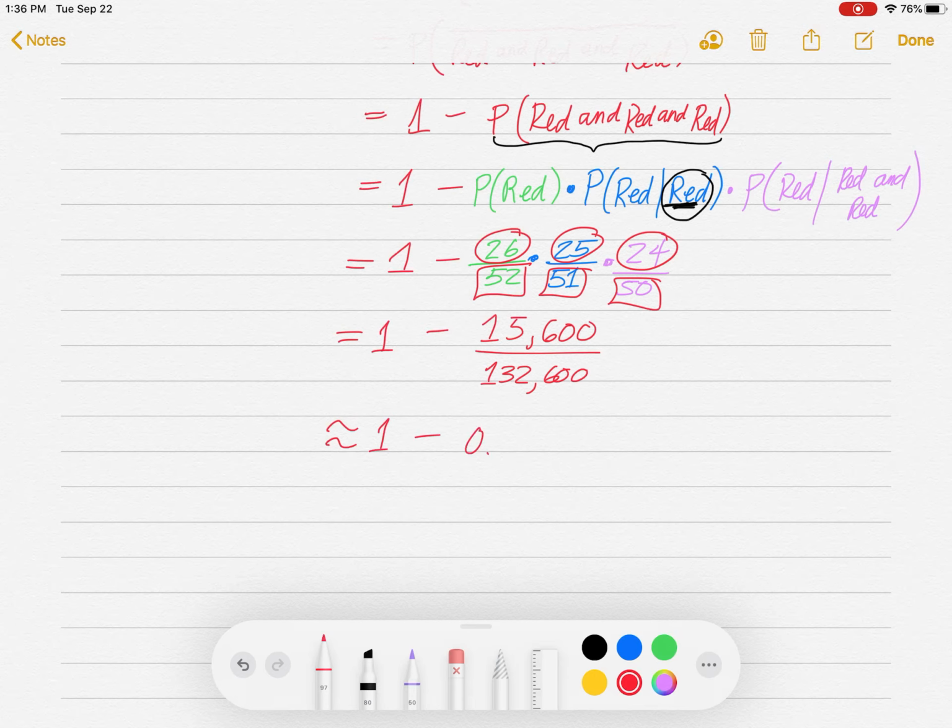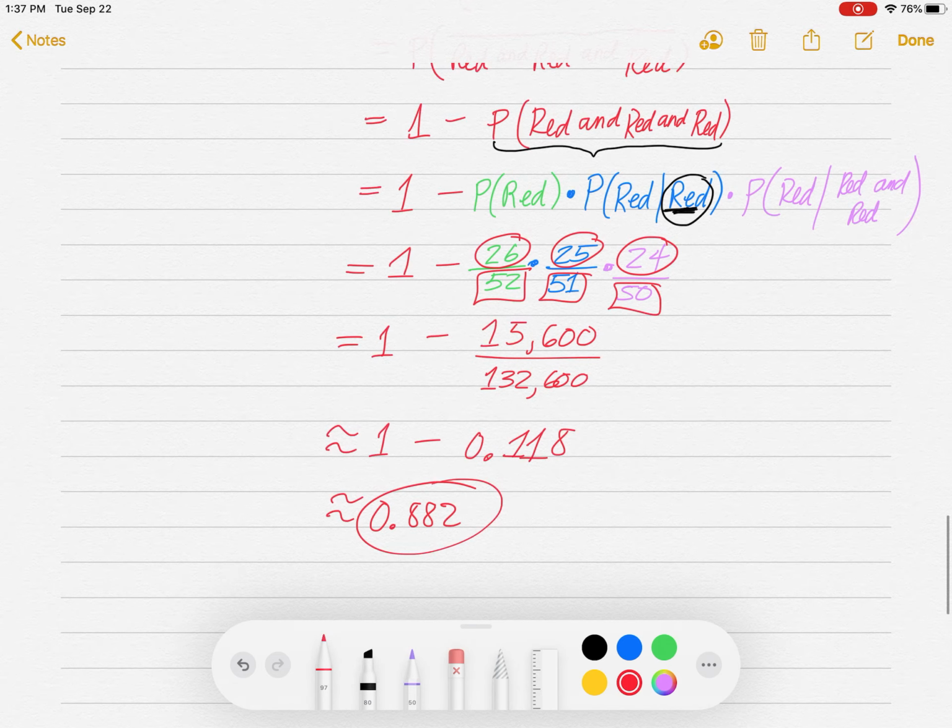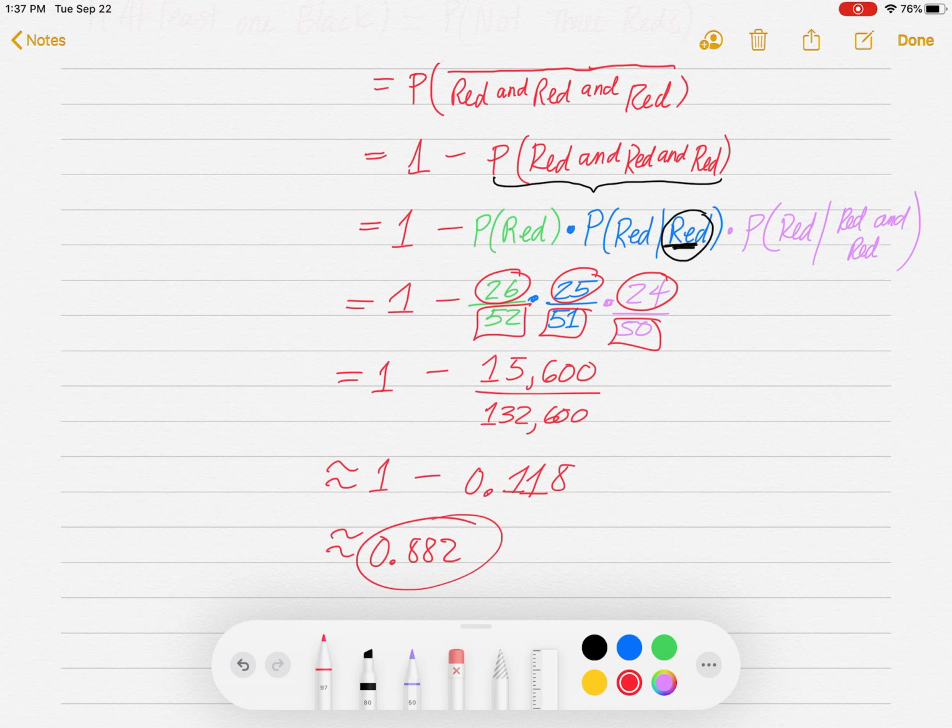It's going to be approximately, let's go to 3 decimal places, 0.118. And when we subtract this, 1 minus 0.118, this is about 0.882. So roughly a 88% chance of getting at least 1 black card. In other words, not getting all red. Okay, I think that does it for this video. That's a challenge problem right there.